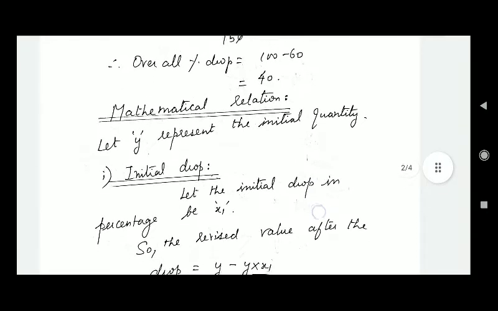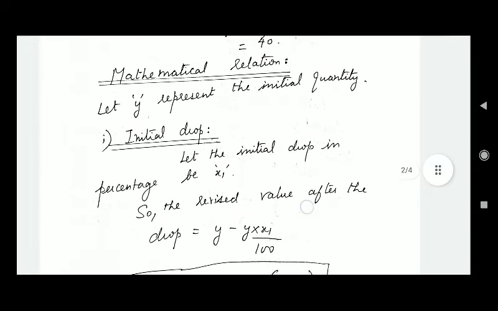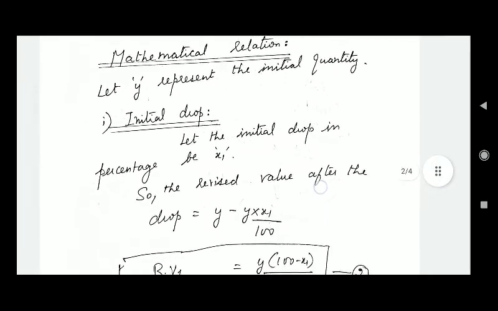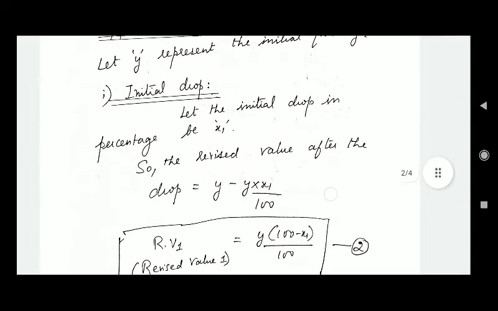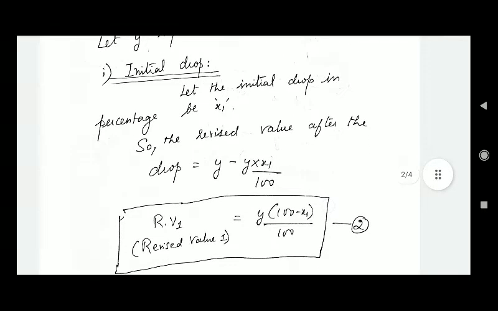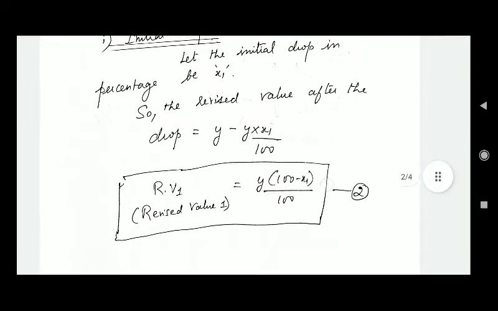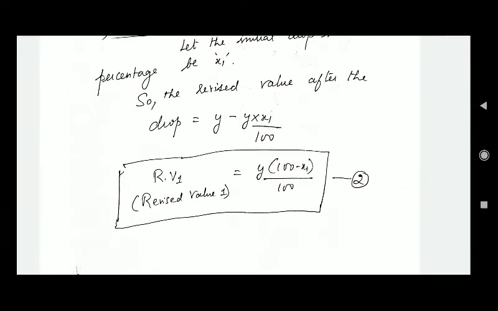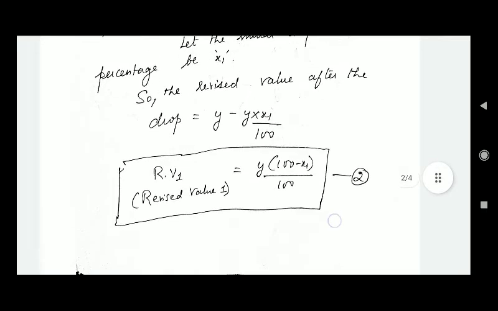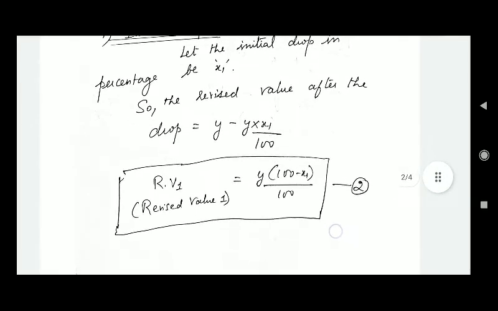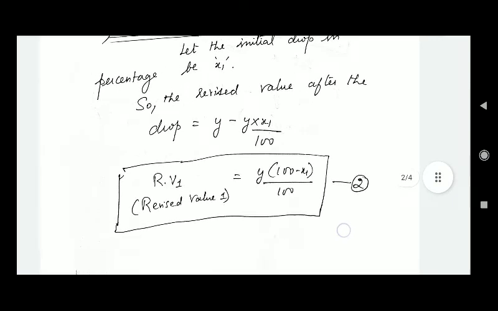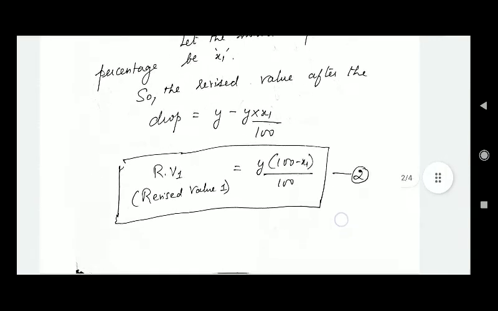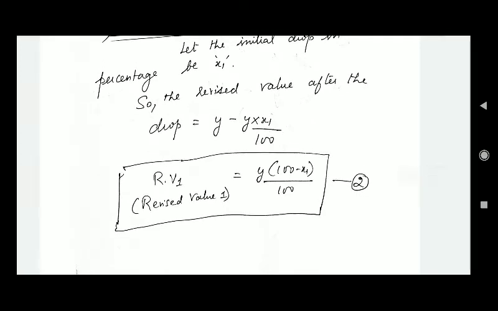So if y represents the initial quantity and if x1 represents the initial drop in percentage, the first revised value that we will get after a drop of x1 percentage from y will be y minus x1 by 100 times y, that amounts to y times (100 minus x1) by 100. So this is the first revised value after an initial drop of x1 percentage from y. This equation might also be pretty much useful for competitive exams, wherein we are given some random value for y and some random value for x1, then we can find the revised value.